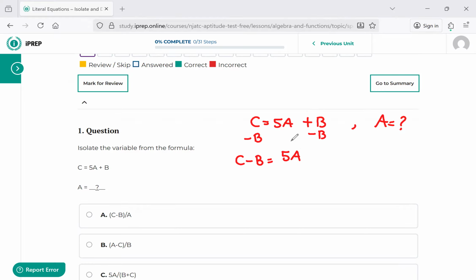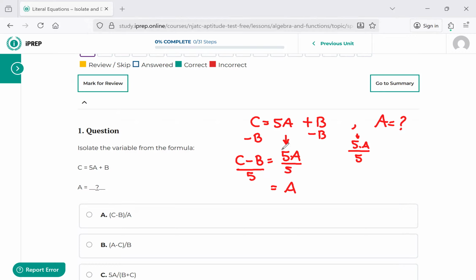Then I would isolate A by getting rid of this 5. I'm not going to subtract 5, I can't do that. All you have to do is think of the opposite. Since this is squished, this is multiplication. It's like saying 5 times A. You do the opposite of multiplication. You're going to divide only by 5 because you only want to get rid of the 5, right? So when I divide both sides by 5, I get A.